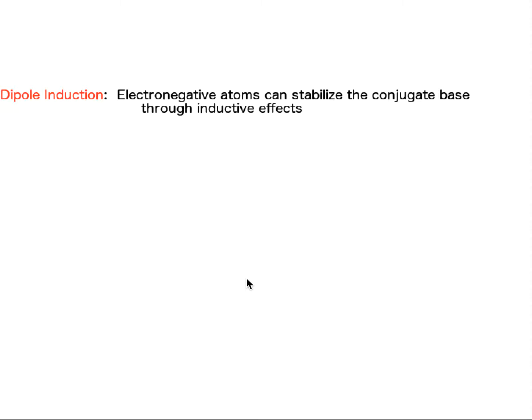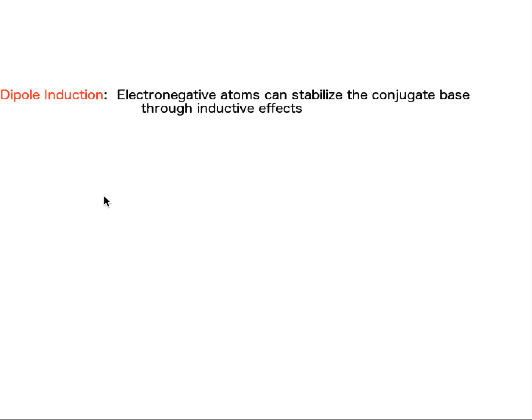Okay, the next criteria that we're going to use to determine the relative acidity of molecules is dipole induction. The basis of this category is that electronegative atoms can help stabilize the conjugate base through inductive effects. We just talked about how the negative charge in a conjugate base can be distributed through the molecule through resonance, through pi or p orbitals. But now we're going to show how that negative charge can be shared through sigma bonds, through inductive effects. So let's look at an example of how dipole induction can work.